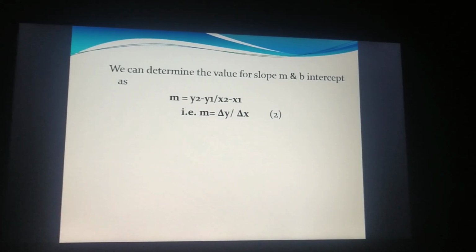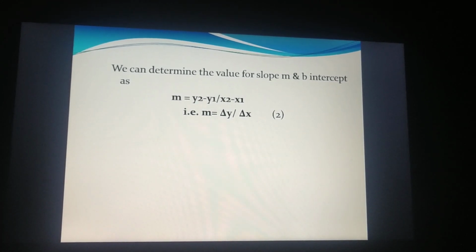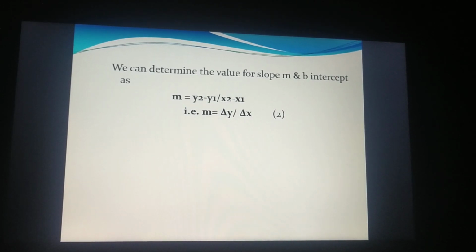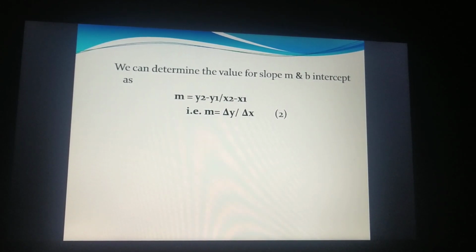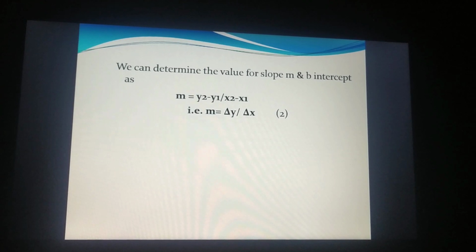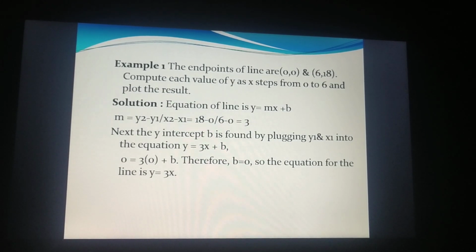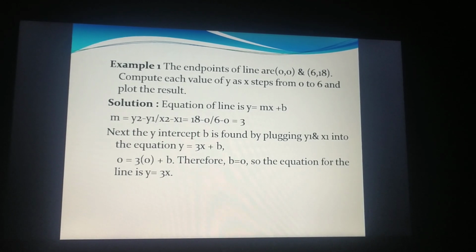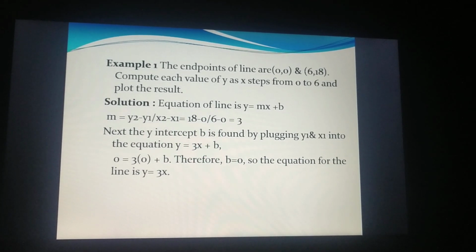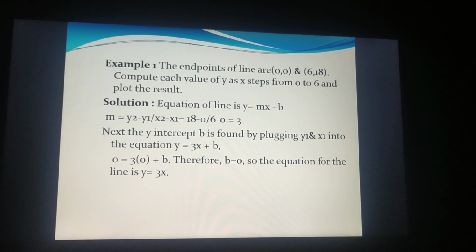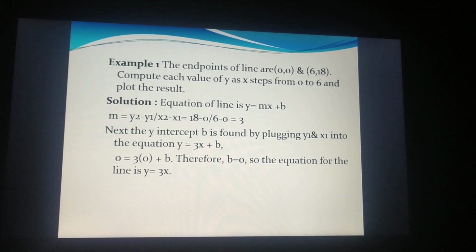We can determine the value for slope m and intercept b as m equals y2 minus y1 divided by x2 minus x1, that is m equals delta y divided by delta x. This is the example. We have taken two endpoints of a line as 0, 0 and 6, 18, and we have to compute the values of x and y. The solution is given below.